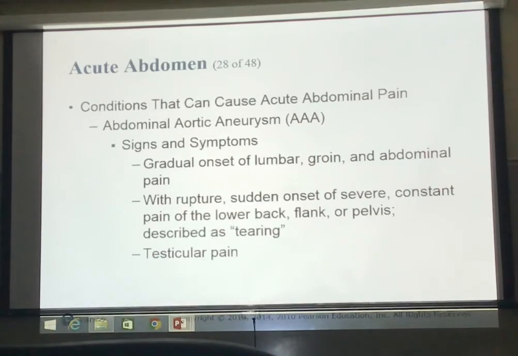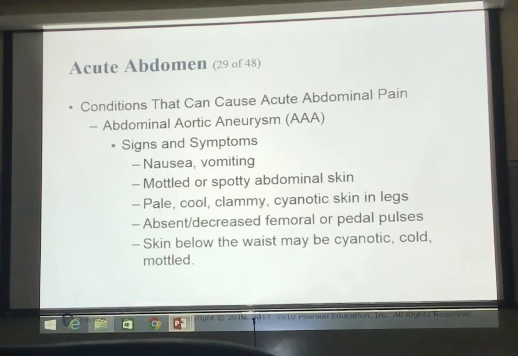These will have gradual onset of lumbar groin and abdominal pain with rupture. They will have a sudden onset of severe constant pain in the lower back, flank, or pelvis, and they will describe it as tearing. Can also cause testicular pain. If you suspect a patient has an abdominal aortic aneurysm, do not palpate the abdomen. If you palpate the abdomen, what are you going to do? You're going to rupture it, okay?